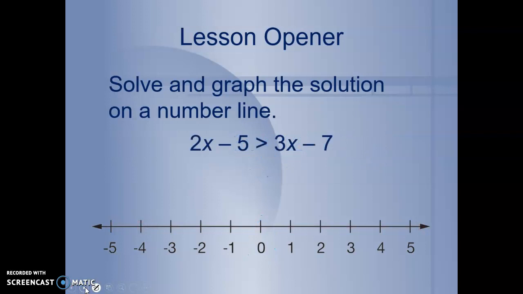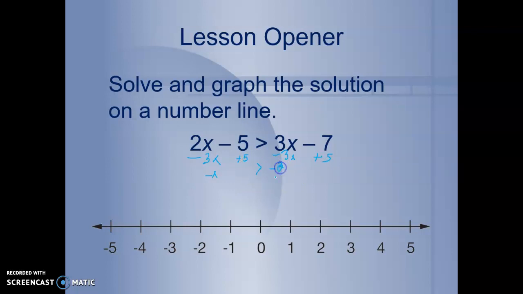Okay, what about 2x minus 5 is greater than 3x minus 7? Well, first we want to get our variables on one side, so you might do that by subtracting 3x from both sides, which would give us negative x over here. And then we need to get rid of this negative 5, so we can add positive 5 to get rid of that, but whatever we do to one side, we do to the other. So we have negative x is greater than negative 2.